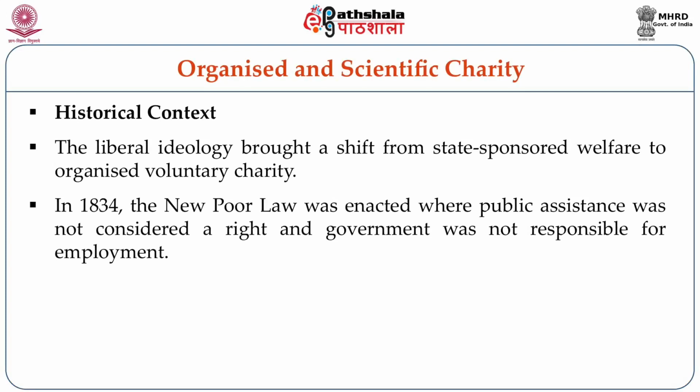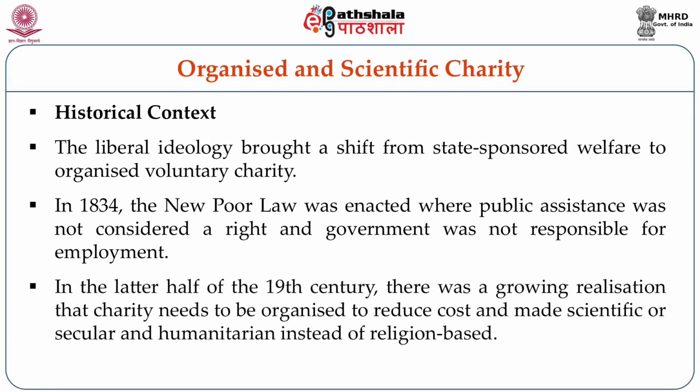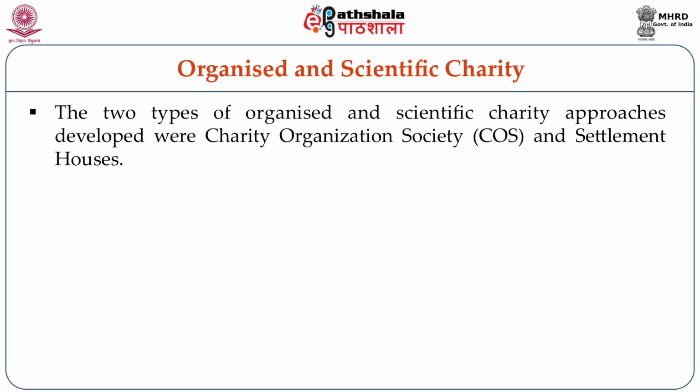In 1834, the new poor law was enacted where public assistance was not considered a right and government was not responsible for employment. In the latter half of the 19th century, there was a growing realization that charity needs to be organized to reduce cost and made scientific or secular and humanitarian instead of religion-based. Two types of organized scientific charity approaches developed. One was charity organization society and the second one was settlement houses.